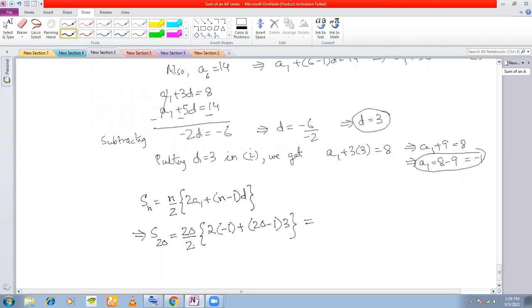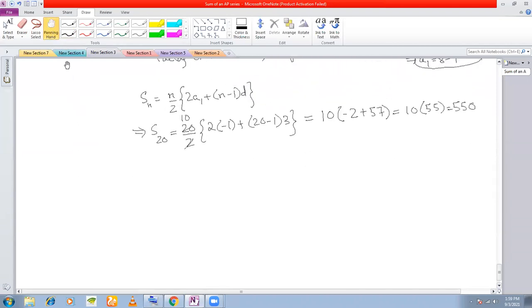Now you can simplify this. 20 by 2 is 10. You get 10 times minus 2 plus 19 into 3 is 57. So you get 10 times 55, which is 550. And that's the sum of the first 20 terms. Any question here? Okay, we do the next sum here.